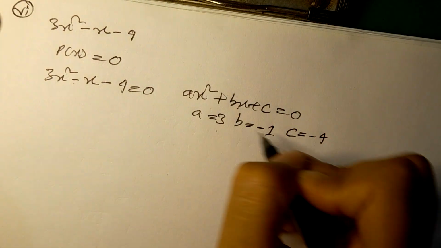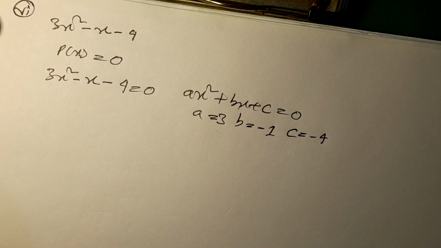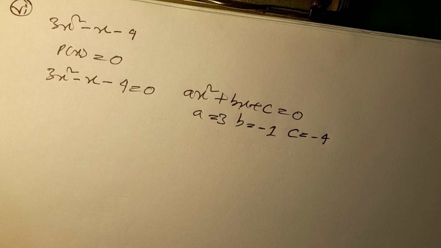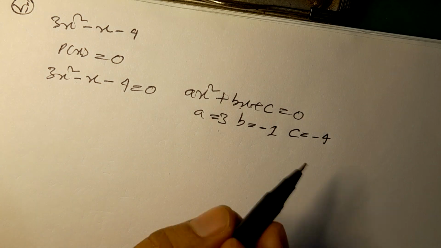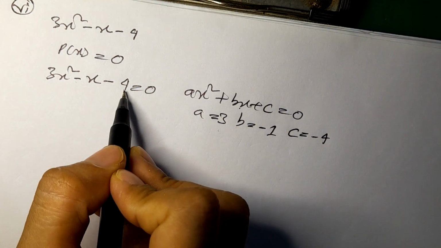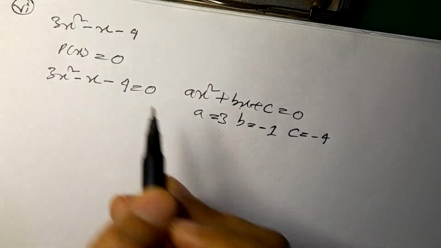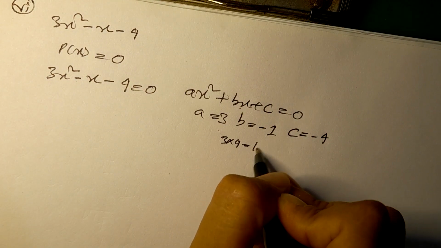We got a, b, c. Now we have to find the values of x, that is, to find the zeros of the polynomial. How are we going to find the zeros of the polynomial? Here first multiply a and c, only the values. So a is how much? 3. c is how much? 4. Multiply 3 and 4. How much does it give? It gives 12.